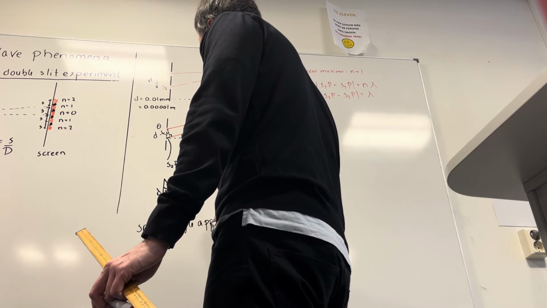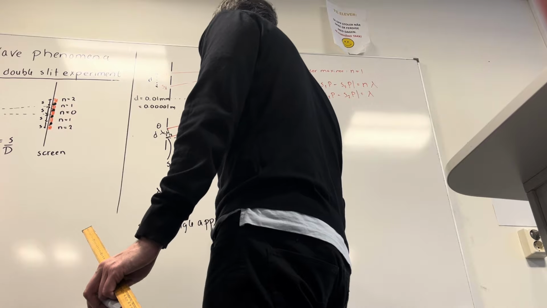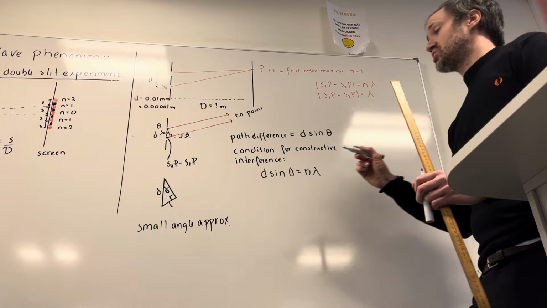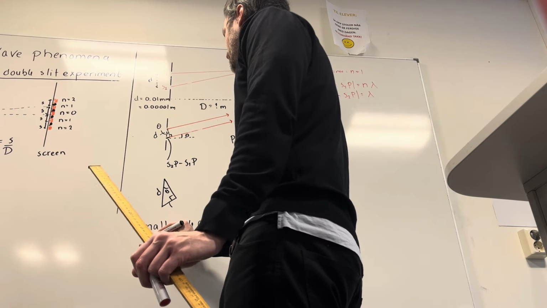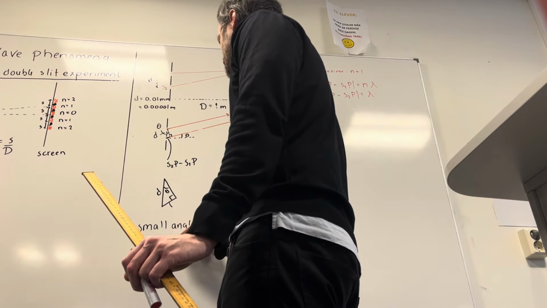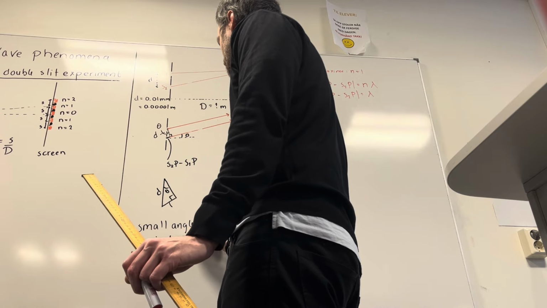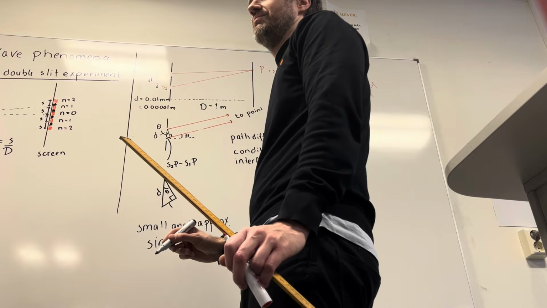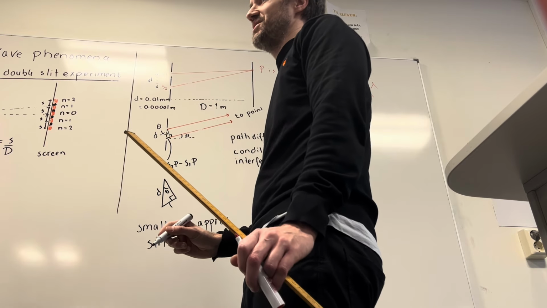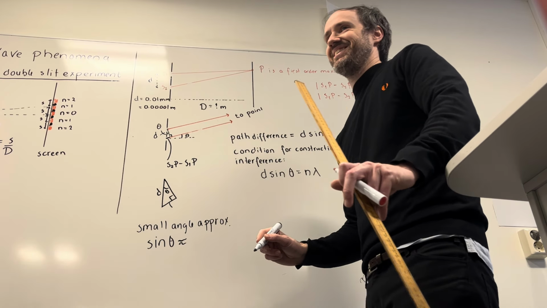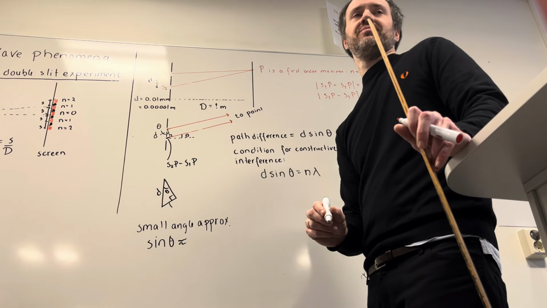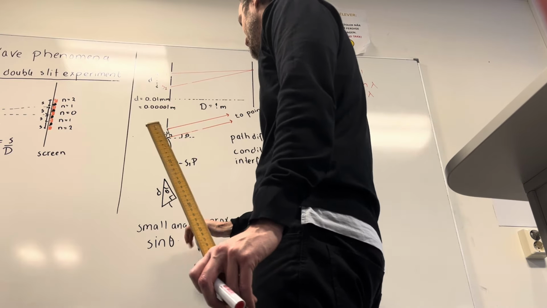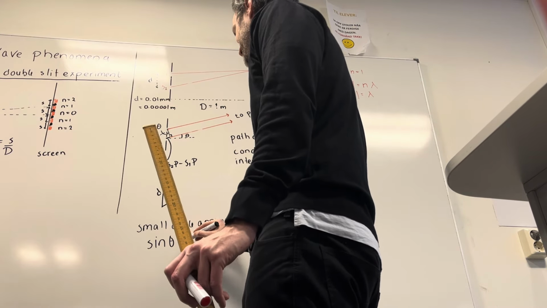Why do we need to do that, by the way? Look at where this formula comes from. For a small angle, sine 2 theta is approximately equal to what? 1? No, I didn't say it was equal to 1. It's almost 1.